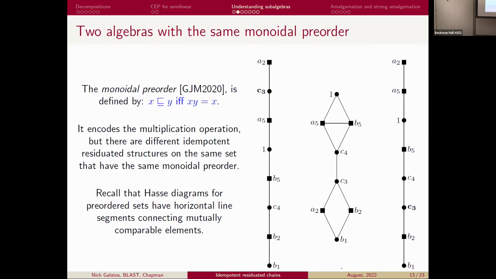This ties very well with the monoidal preorder that was considered by Peter, Jose, and George, that defines x to be preorderly smaller than y if x times y is x. And this is the drawing of the preordered set corresponding to this algebra. This is the monoidal preorder.